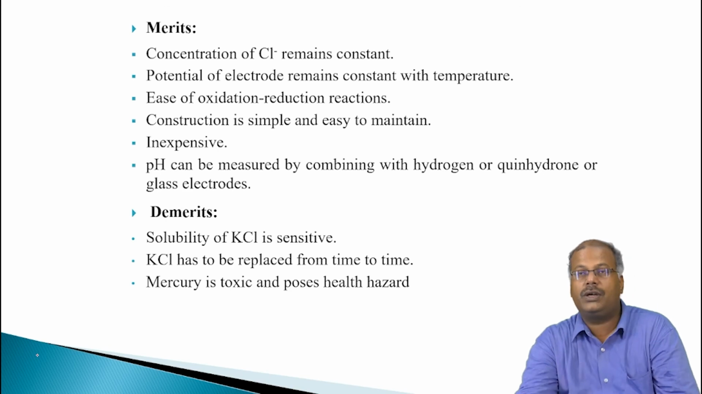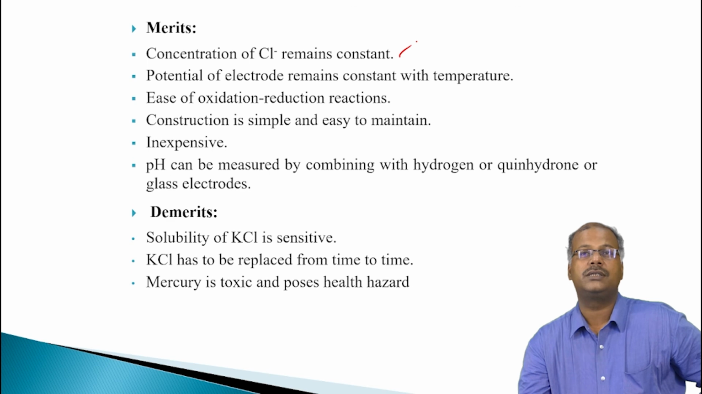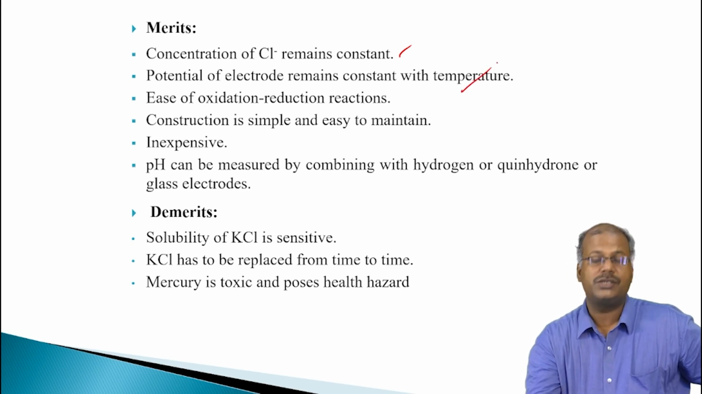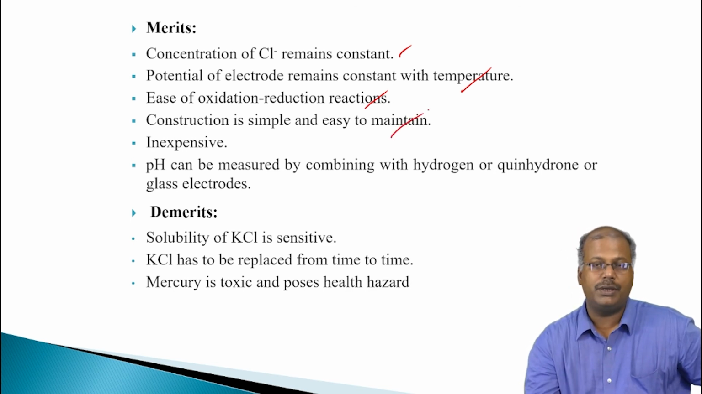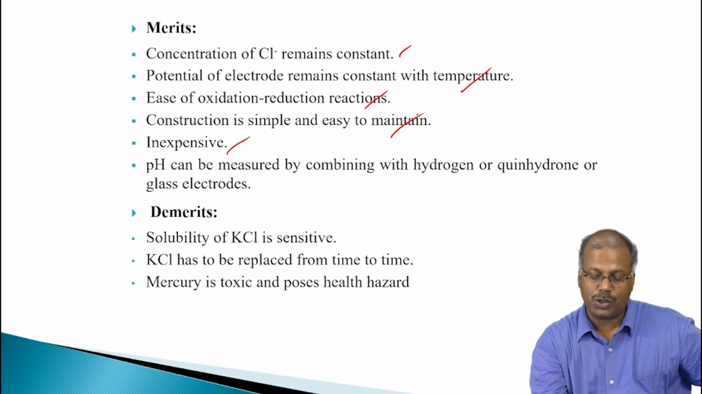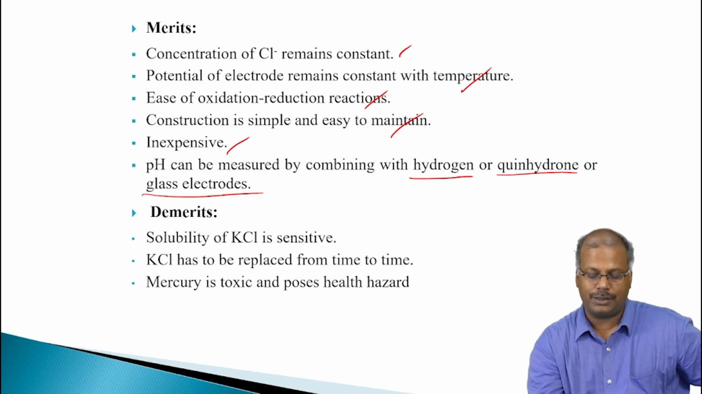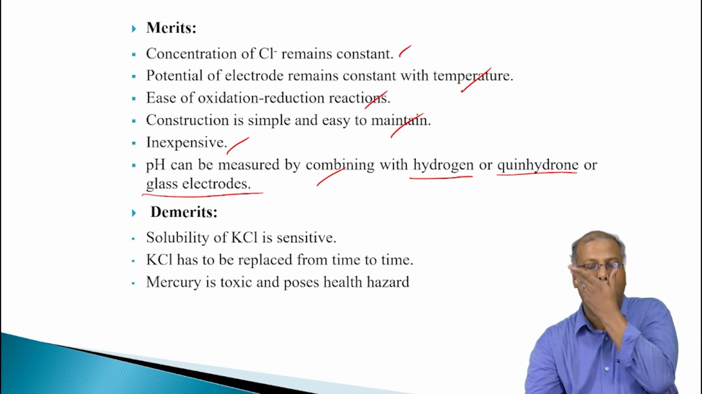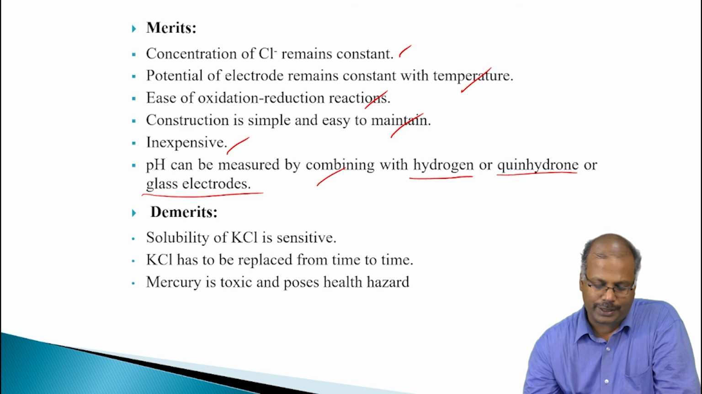Next, what are the merits, advantages? The concentration of chloride remains constant. Potential of electrode remains constant with temperature. Ease of oxidation reduction reactions. Its construction is simple and easy to maintain. It's inexpensive. And pH can also be measured by combining hydrogen or quinhydrone or glass electrodes along with saturated calomel electrode. So these are all the merits or advantages of saturated calomel electrode.